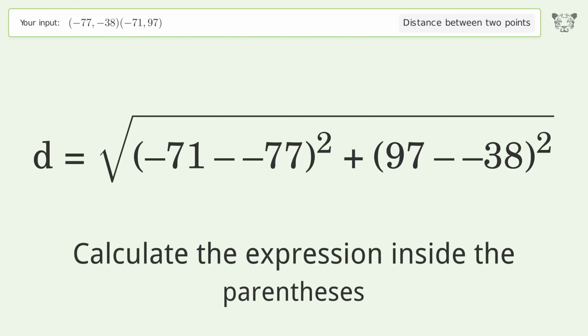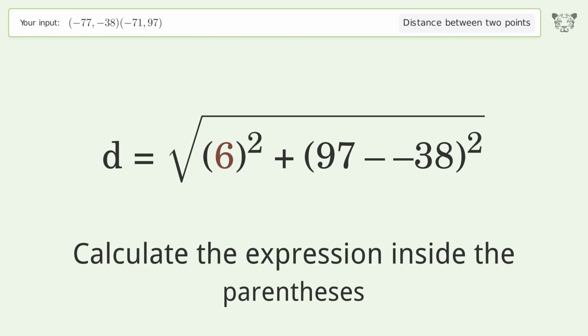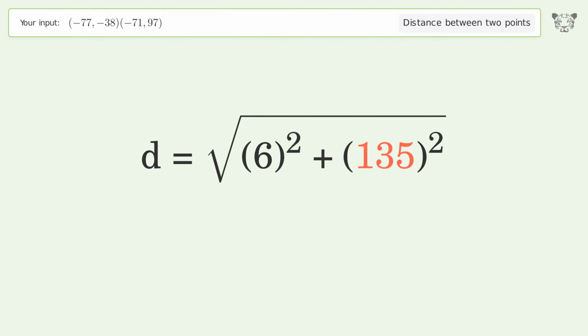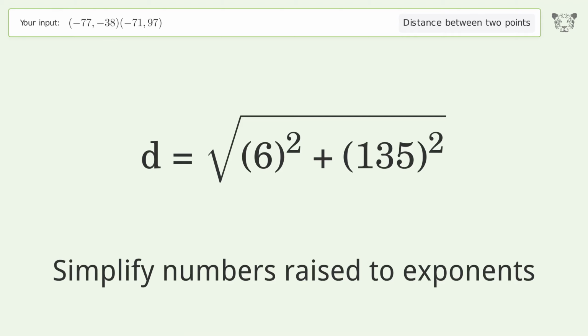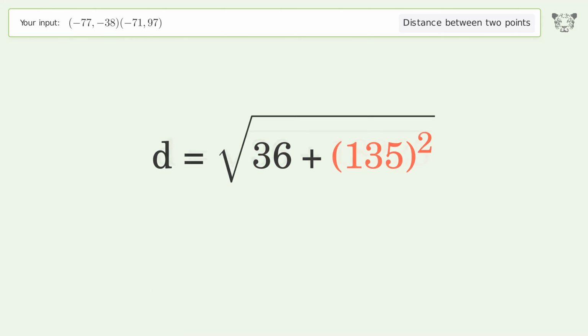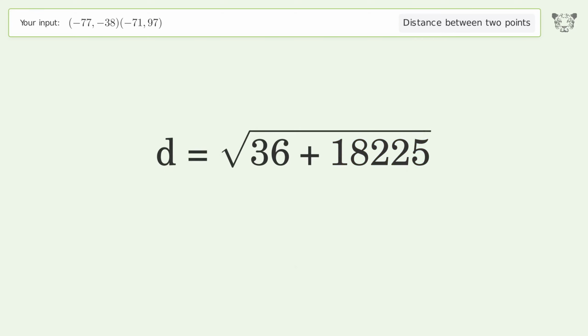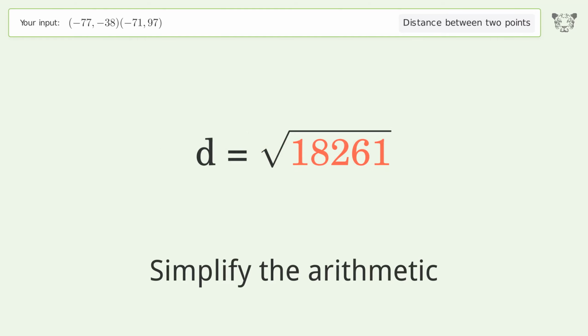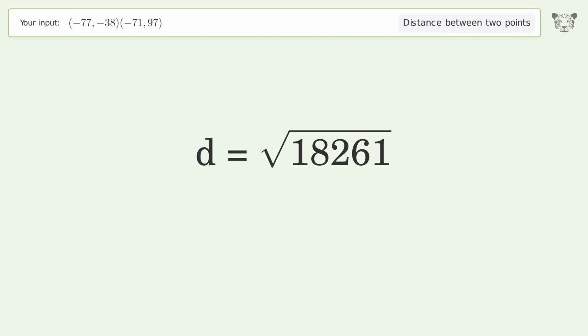Calculate the expression inside the parentheses. Simplify numbers raised to exponents. Simplify the arithmetic. And so the distance between the 2 points is the square root of 18,261 or 135.133.